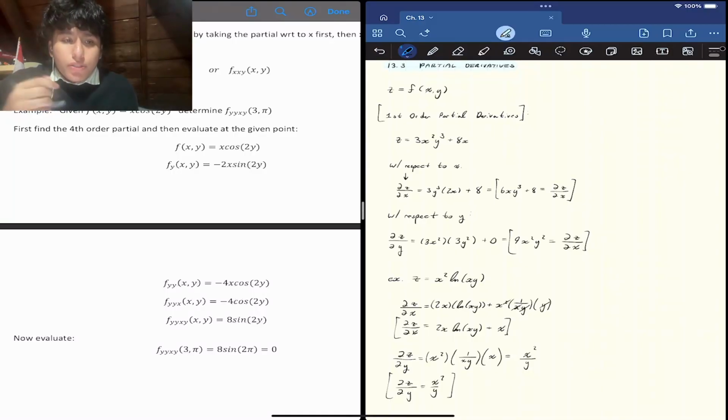The next time I approach calculus will probably be tomorrow. We're going to be going over the homework for the last topic, 13.1, 13.2, and then now 13.3.